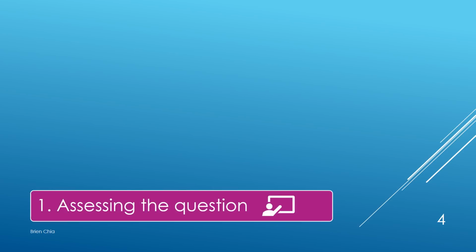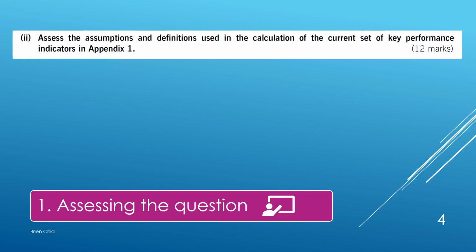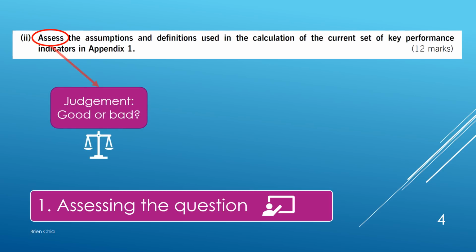First of all, we will be assessing the question. Assess the assumptions and definitions used in the calculation of the current set of key performance indicators in Appendix 1. Whenever we see a question, we will want to look at the verb which they use. In this case, the verb is the word assess. This is different from many of the other verbs. When we talk about assess, it means we're looking at something which is already available in the question, and it involves a certain amount of judgment.